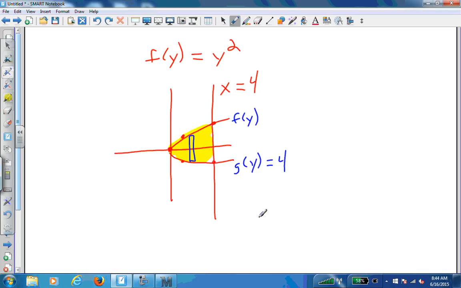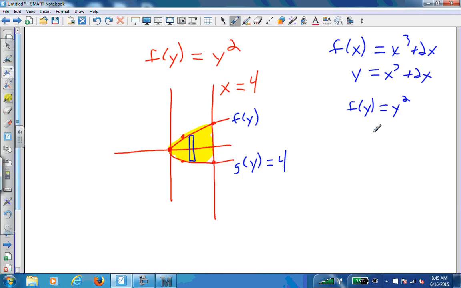Now let's just real quickly review: if we have a function f of x equals something, then x is the input and our answer is a y, so f of x and y are basically the same thing. If y is our input, then x is our output, so f of y and x are basically the same thing. Or g of y and x are basically the same thing.